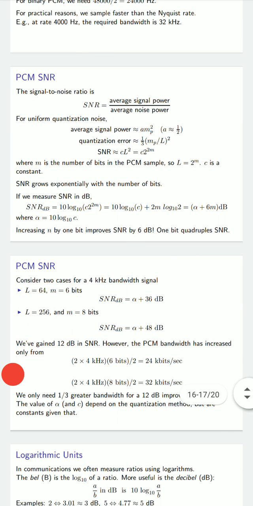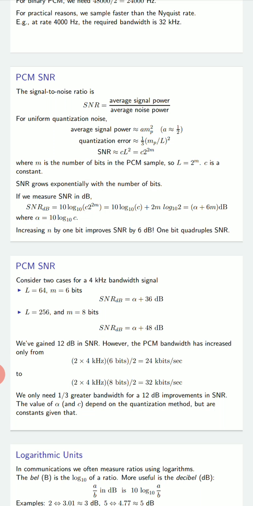Again, if you see here what we are saying about the signal to noise ratio, that will be the ratio of average signal power to the average noise power. We are taking uniform quantization, so the average signal power will be equal to 1 by 2 mp square, or you can take A mp square, because we are taking an approximate A value, that will be equal to 1 by 2. And we are having quantization error.